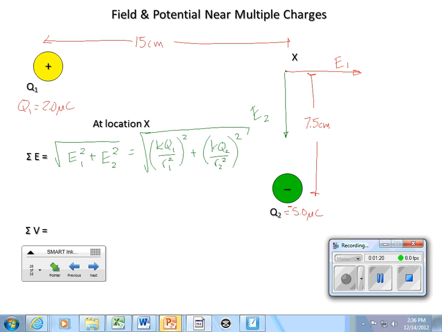Okay, so let's do a little subs and a little solving. All right, so I get that the net field is, we'll call it 8.04 times 10 to the 6th newtons per coulomb.